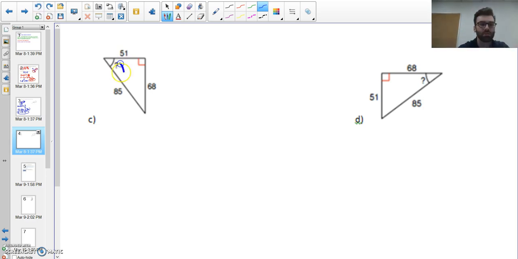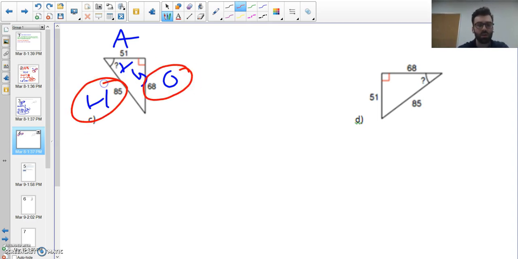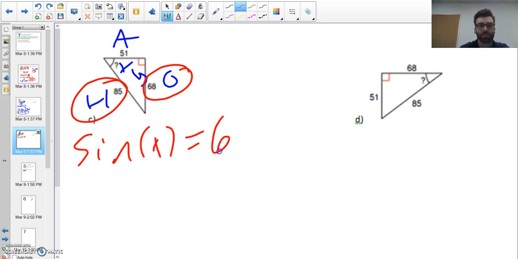I would too. All right, so I'm going to label my sides. I got O, H, and A. Okay, now every single side is given here. So when that happens, you just pick your favorite one, whether it's sine, cosine, or tangent. We just did two tangents. So I'm going to use sine, O and H. Okay, so I'd say sine of x equals 68 over 80.